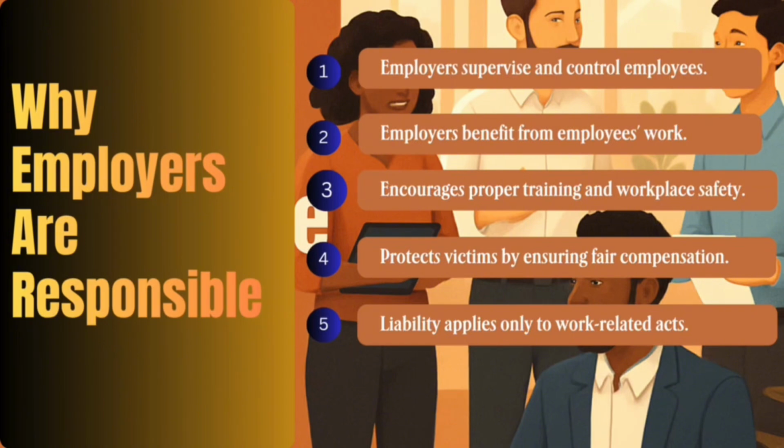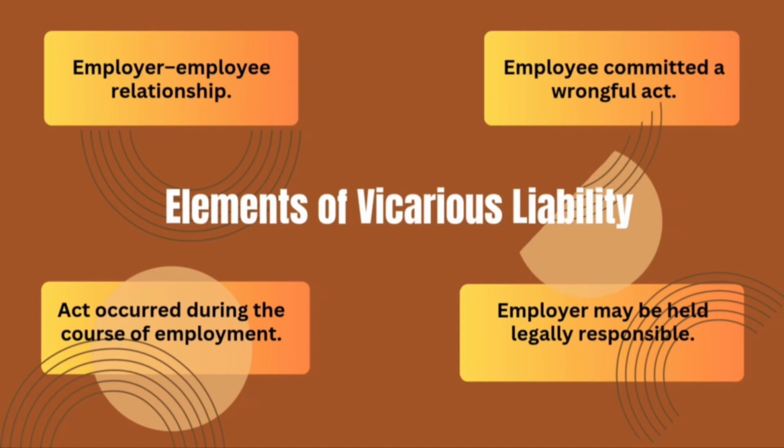However, the employer is generally not liable if an employee commits a wrongful act for personal reasons that are completely unrelated to the job. Next, let's look at the elements of vicarious liability. There are 4 key elements that must be established. First, there must be an employer-employee relationship, meaning the person who caused the harm is an employee of the employer.